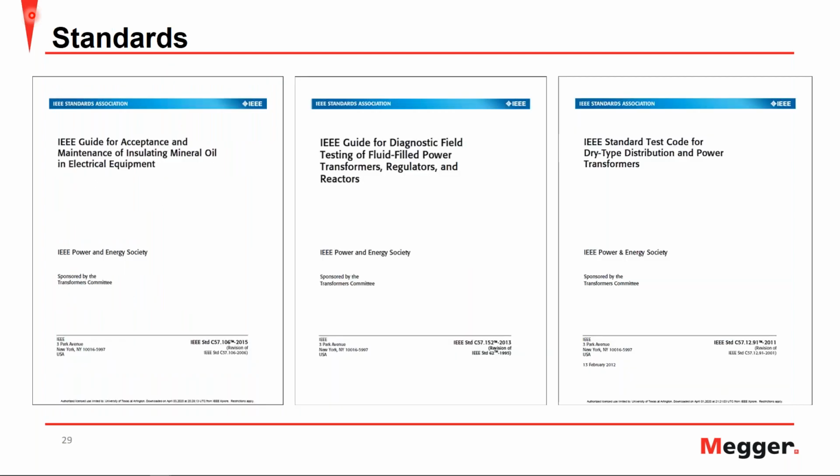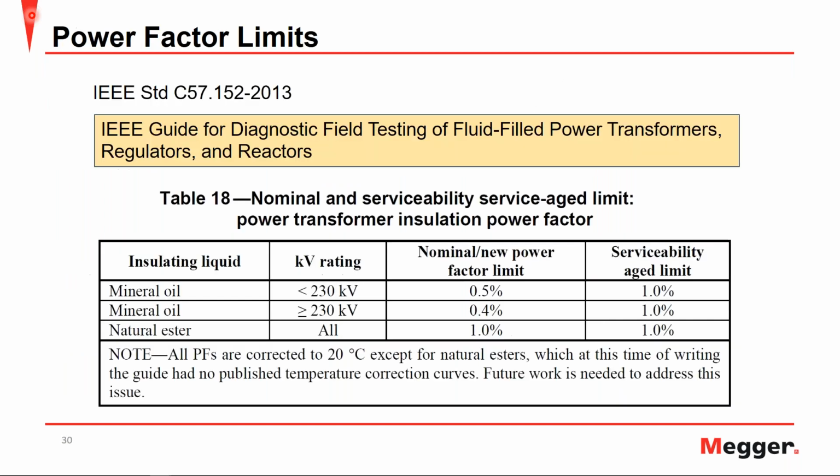That being said, let's take a look at a couple of the standards. On the left-hand side, we have the IEEE Guide for Acceptance and Maintenance of Insulating Mineral Oil in Electrical Equipment, that discusses power factor testing. And also, on the right-hand side, we have the IEEE Standard Test Code for Dry-Type Distribution Transformers and Power Transformers. Now, in the middle, we have the more popular, the IEEE C57.152, or Guide for Diagnostic Field Testing for Fluid-Filled Power Transformers, Regulators, and Reactors. Let's take a little bit of a deeper look into this guy.